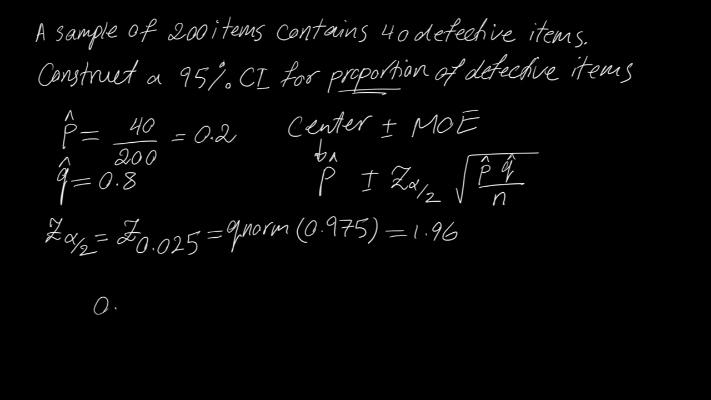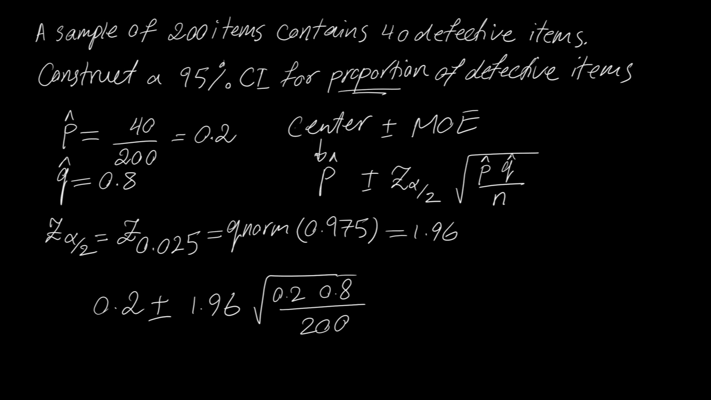So we have 0.2 plus and minus 1.96 multiplied with the square root of 0.2 times 0.8 over 200. And then we find the 95% confidence interval, which is 0.145 and 0.255.